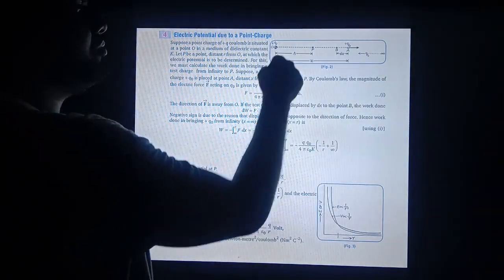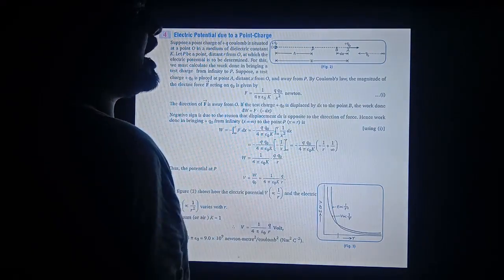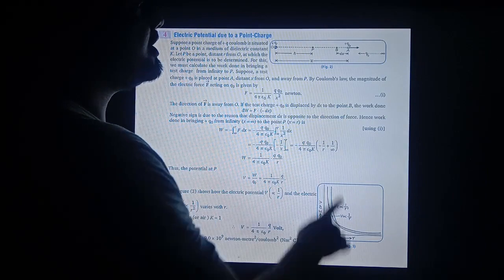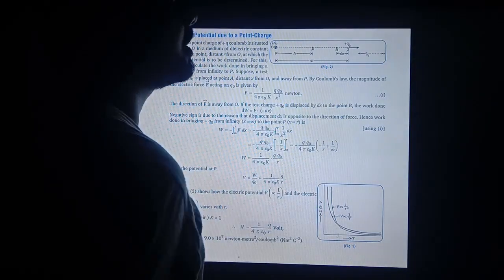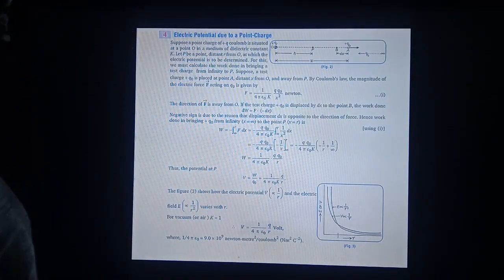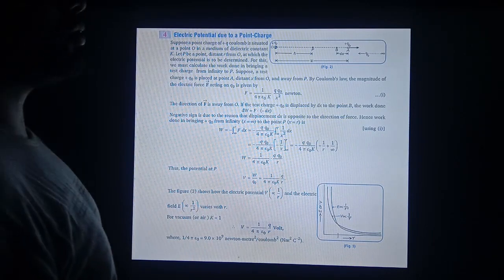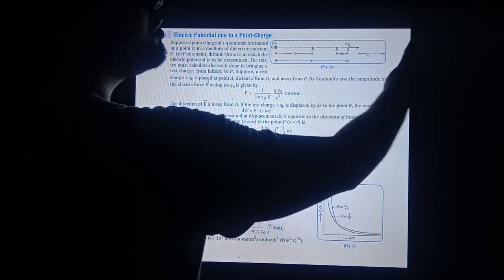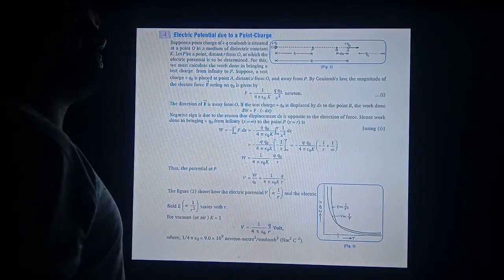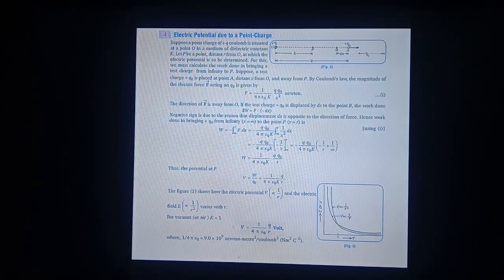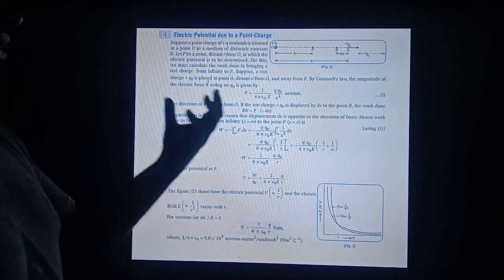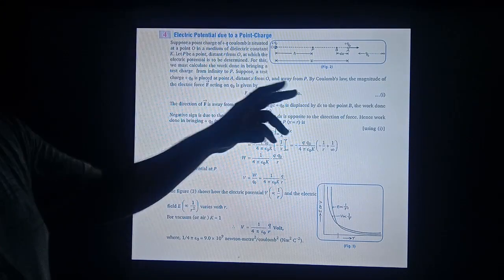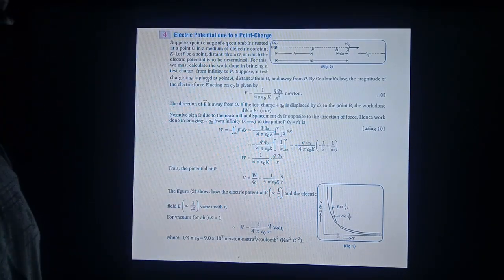In this diagram, this is a charge plus Q at point O. There is a point P where we have to find out the electric potential. So we have to bring a unit positive test charge Q naught from infinity to point P. So what is to be done? Let's see how to solve this. Draw this diagram as it is mentioned.